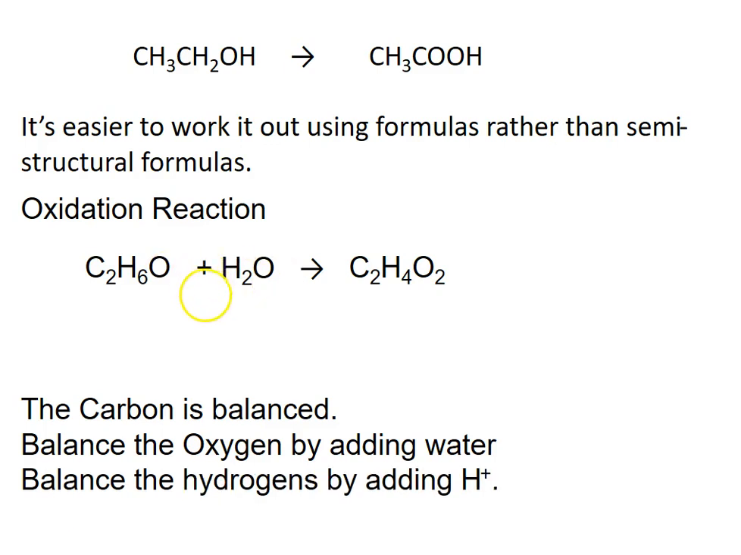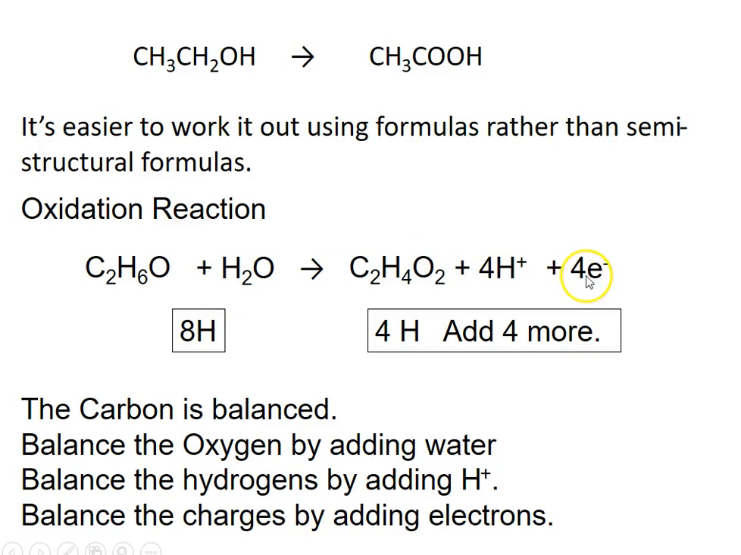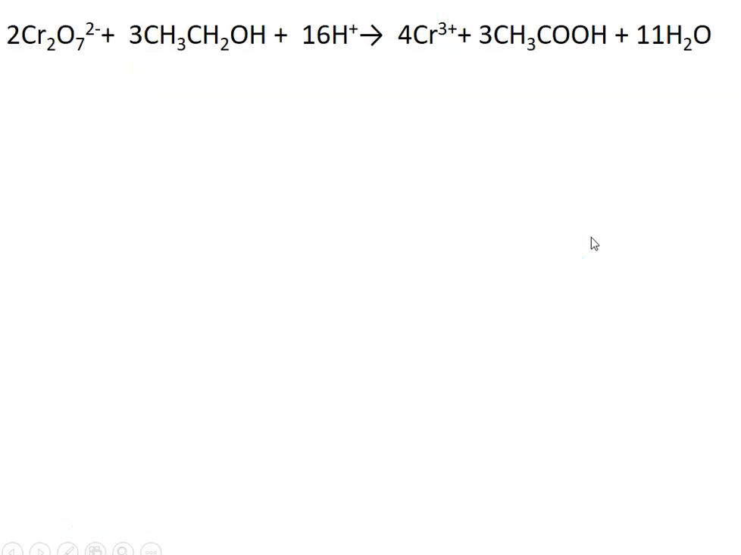Now we have to balance the hydrogens. On this side we've got 6 and 2, 8 hydrogens altogether over here, but only 4 over here. So we'll need to add 4 more hydrogens, by adding hydrogen ions. Then the last thing that we have to do is make sure the charges are balanced overall. There's no charges here, so we need to add 4 negative electrons to balance out those 4 hydrogens. So this is clearly an oxidation reaction because the electrons are on this side, they're being lost.